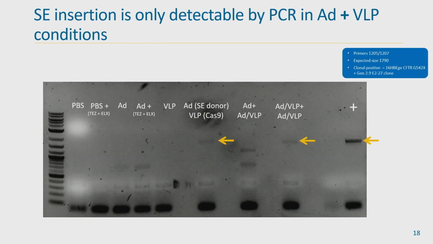So here is the gel of the junction PCR showing you that we can get targeted super exon insertion in differentiated HBEs in conditions that had both the super exon HDR donor template delivered as well as the Cas9 guide RNP complexes. So we were then curious to see if these correlated with CFTR function.